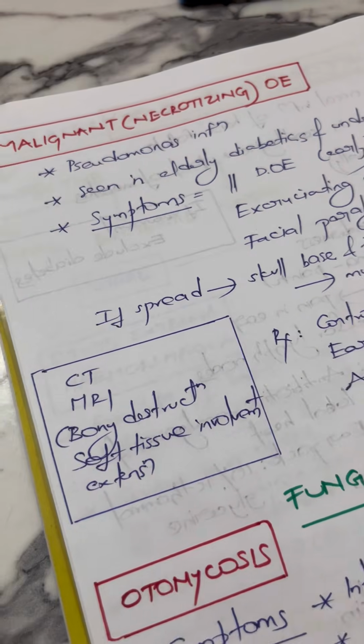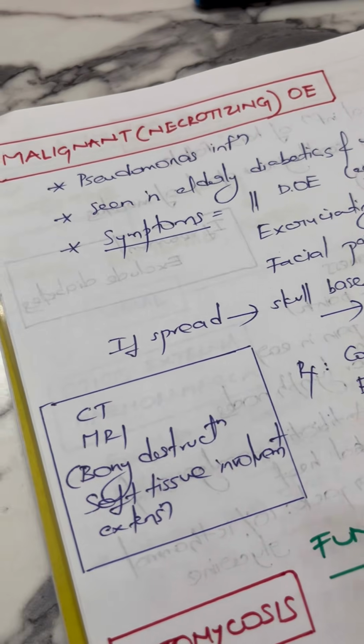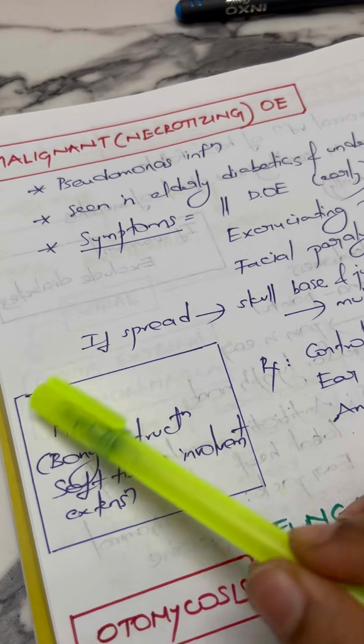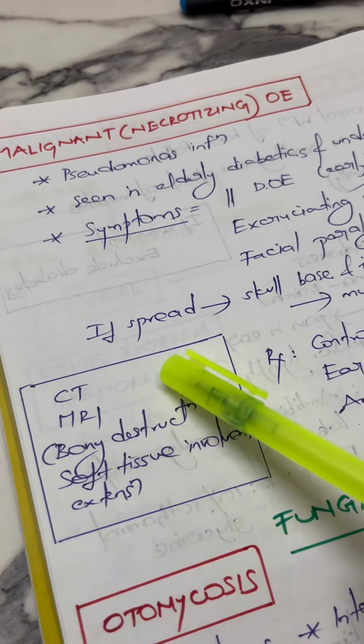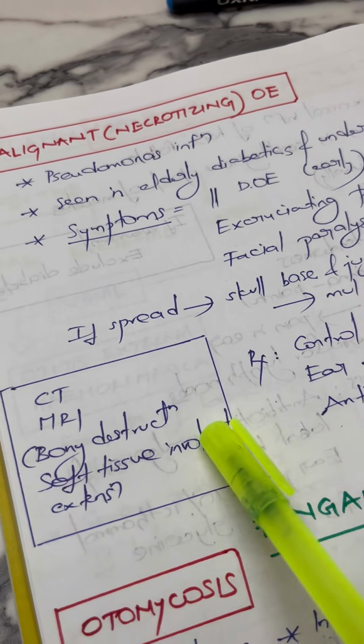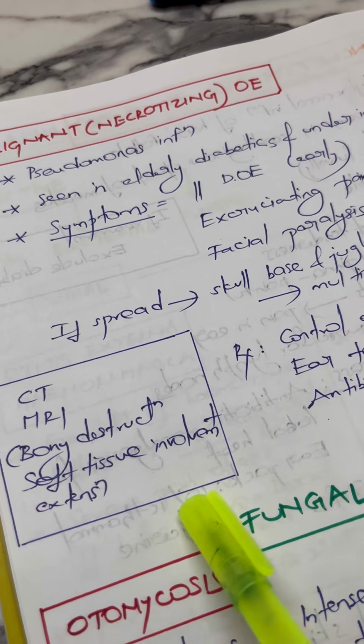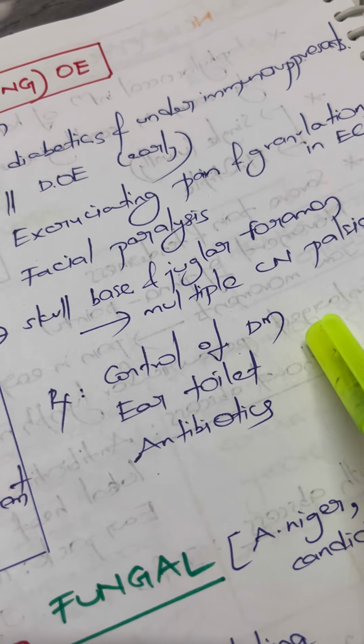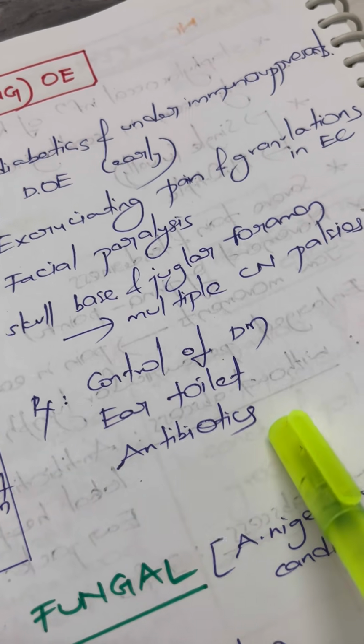Now, how can we diagnose this condition? Definitely these symptoms can be a clue, and we can use other investigations like CT and MRI, which may reveal bony destruction and soft tissue extension. Now, what is the treatment? Definitely there should be control of diabetes, ear toilet methods and antibiotic treatment.